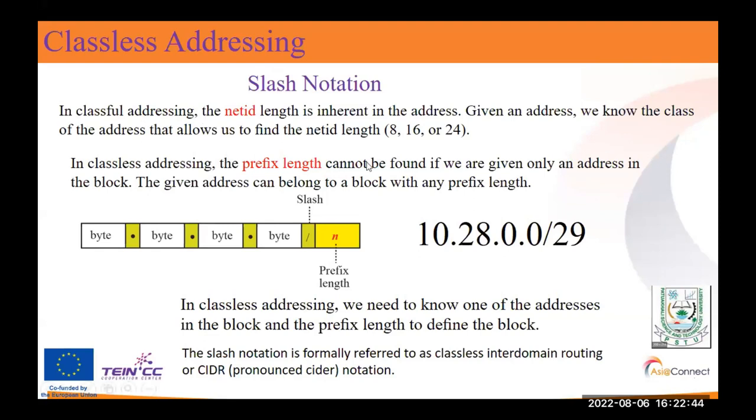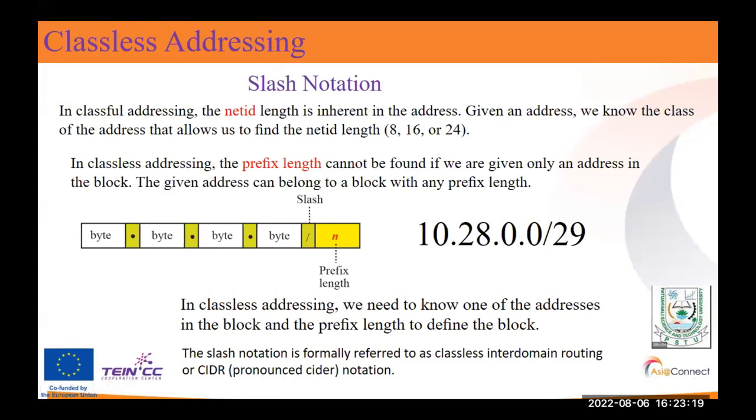In classless addressing, the prefix length cannot be found if we are given only an address in the block. Suppose someone gives you 10.28.0.0 without slash notation; you could not understand which block it is. Given only one address in the block, the address can belong to a block with any prefix length. So it is first byte, second byte, third byte, fourth byte, then slash notation, where n is the prefix length.